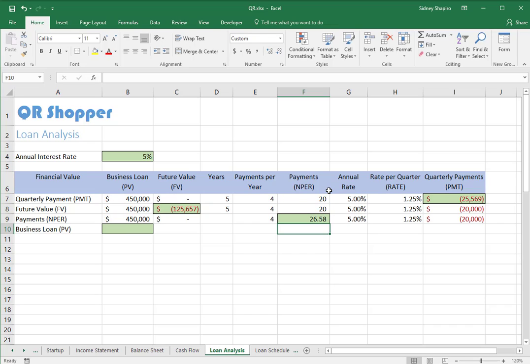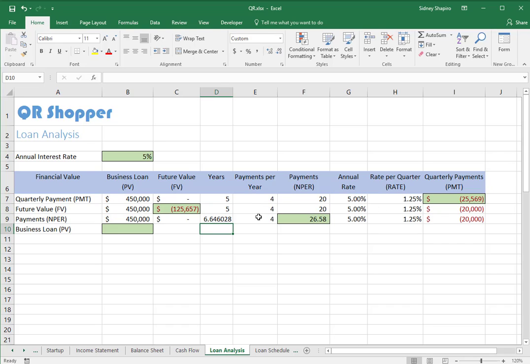And next, we're going to figure out how much that actually is in years. So we're going to go to D9, and we'll type in equals F9 divided by E9. Okay, so we're going to take the total payments divided by the number of payments a year, and that's going to give us 6.64 something years in terms of the repayment. And that all looks fantastic.